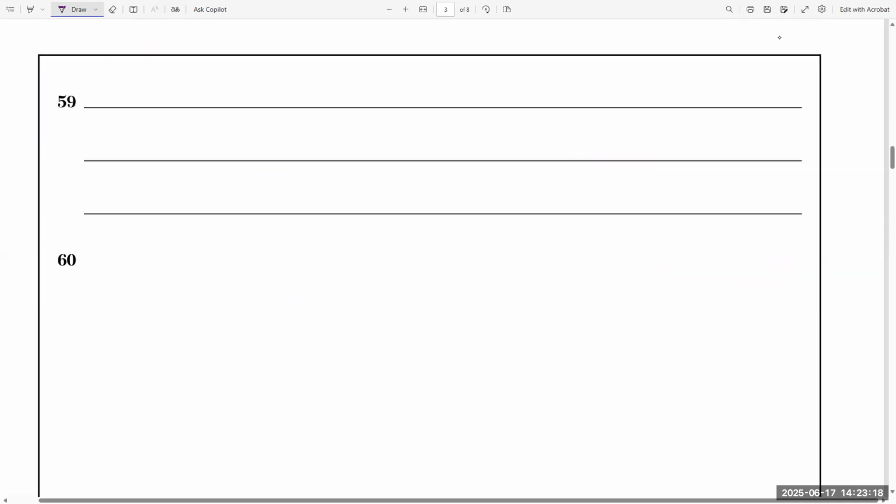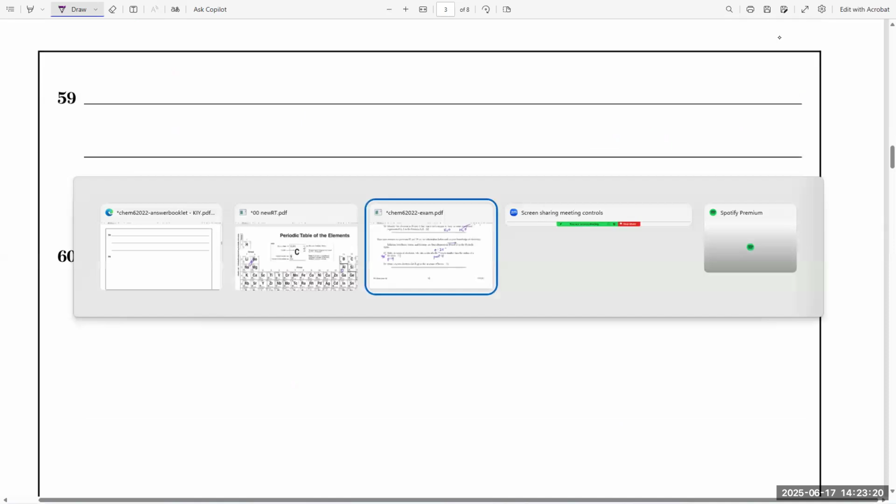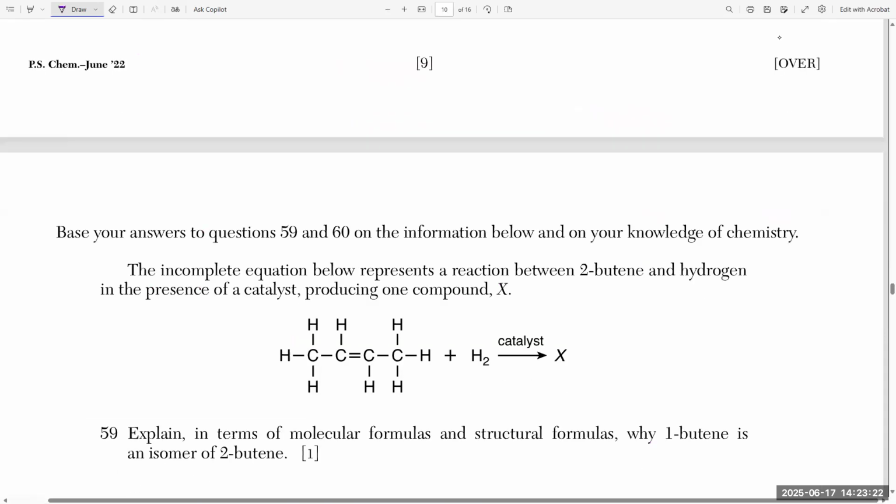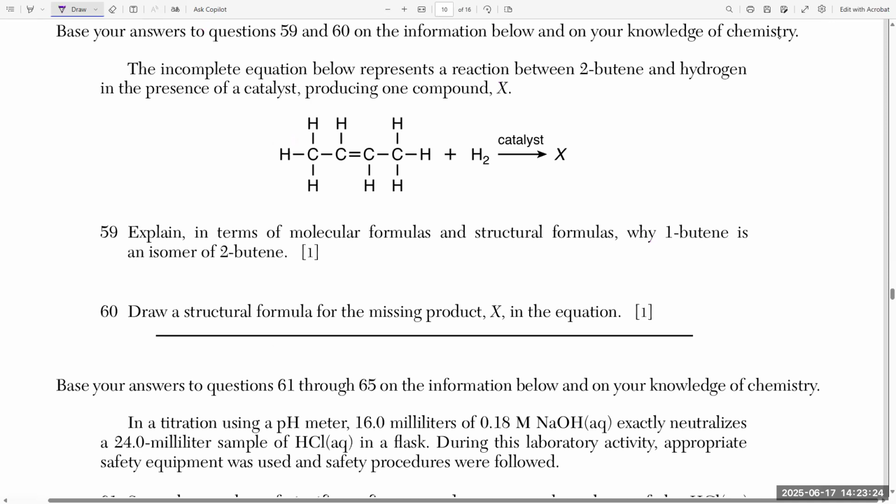59. Oh, it's organic. Is it though? Incomplete equation below represent reaction between 2 butene and hydrogen in the presence of catalyst producing 1 compound X. All right, so it is organic. Explain terms and molecular formulas and structural formulas why 1 butene is an isomer of 2 butene. Now, if you think about this, this is also, again, even though I said it's organic, it's not really organic. They just want to know, right?